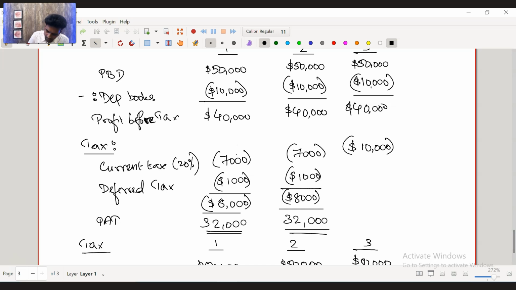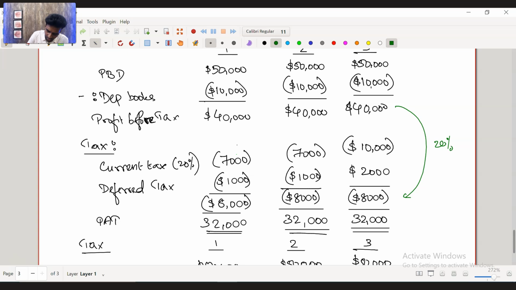32,000. And here you will reverse the tax. So $2,000, 8,000, and here 32,000. Now multiply 40,000 into 20%. Your tax rate is 20%. 40,000 into 20% is equal to 8,000.